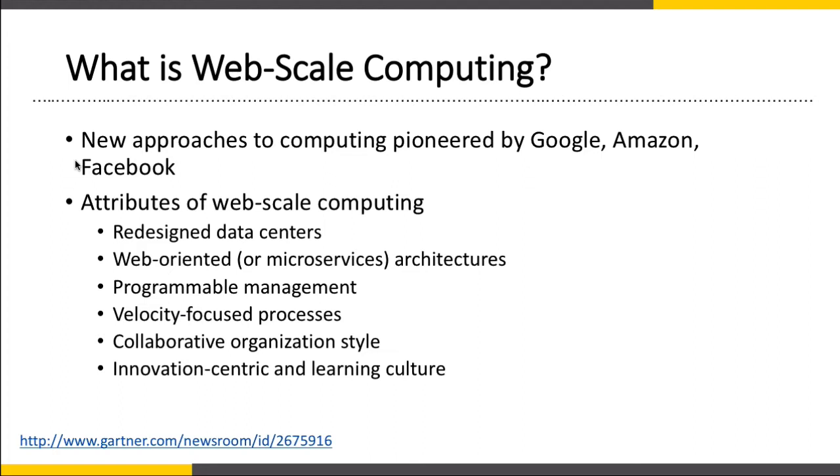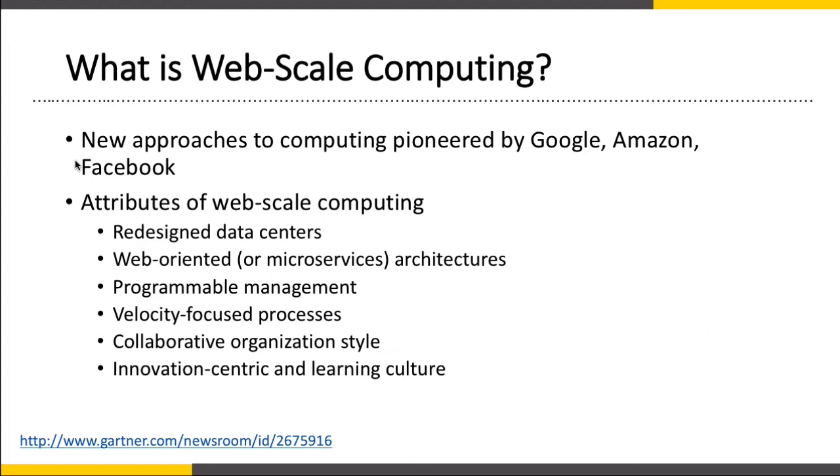And velocity-focused processes is how they can take advantage of these new capabilities evolving out of the data center for achieving better agility. And collaborative organization style is primarily another term for DevOps. So blurring the line between the development teams and the ops team, and opening up a channel of communication and making them more collaborative is extremely essential for achieving web-scale computing. And finally, innovation-centric and learning culture is how fast can the businesses iterate through their feature set, and it primarily translates to a very efficient continuous integration and continuous deployment pipeline.